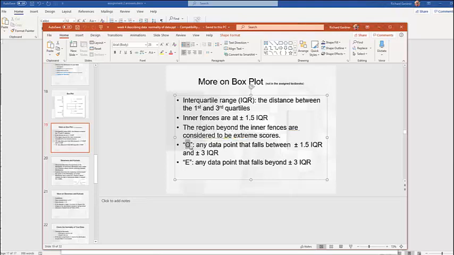So this one says any data point that falls between 1.5 and 3 times the range. So anything over 1.5, anything over 30 points from the mean or below, would be an outlier. And then I don't know what this is. And 3 times the outlier? That makes no sense to me. An E probably means an extreme outlier.